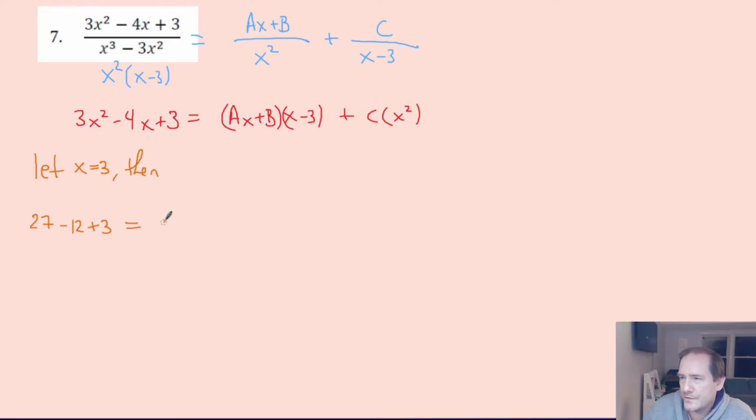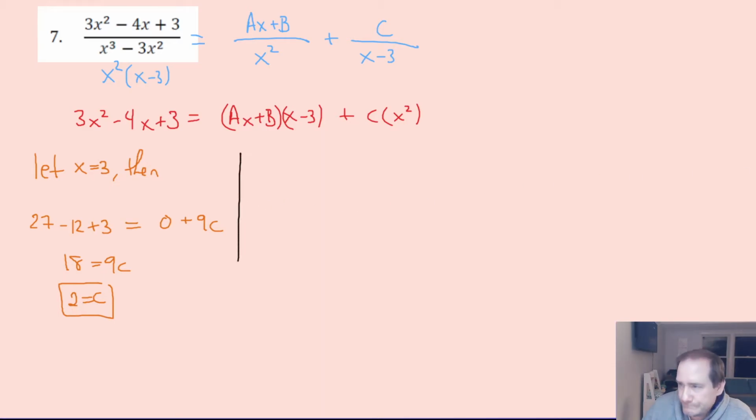This whole term goes to nothing. And then you have your 9c. So this is 18. So there's your 2. I forget that this is the same question, so of course we already knew that.